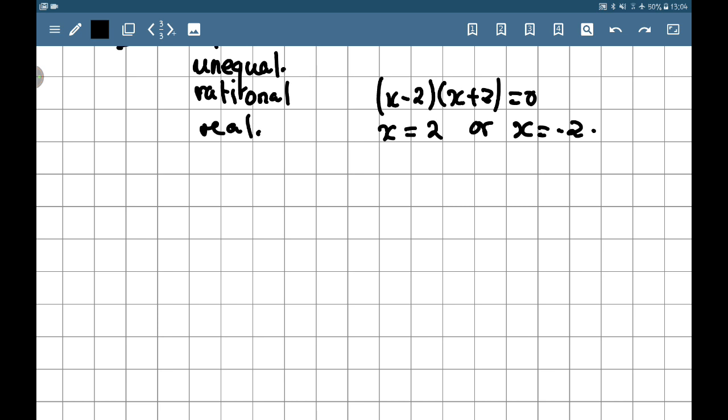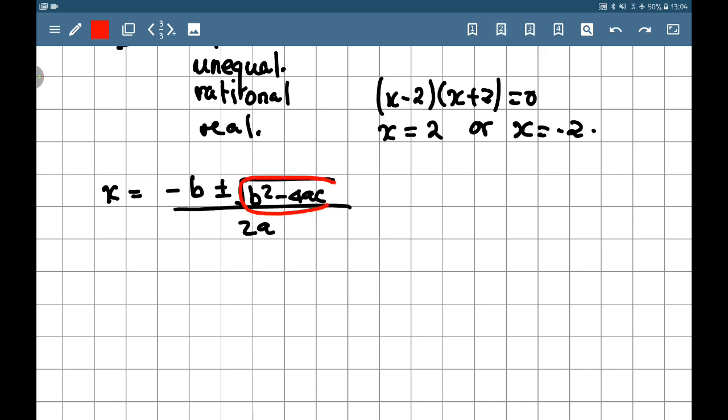the quadratic equation formula. Remember, the quadratic equation is given by x is equal to minus b plus or minus the square root of b squared minus 4ac over 2a. Am I right? Yes. Look at this. Do you see that whatever is underneath the square root will determine whether the roots are real or non-real, whether the roots are rational or irrational, or whether the roots are equal or unequal?